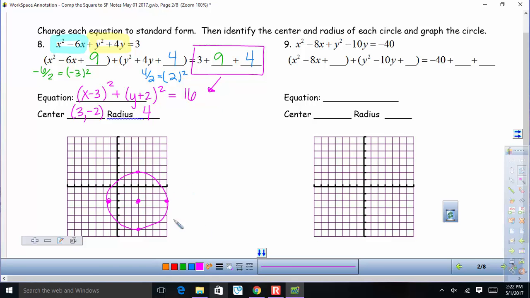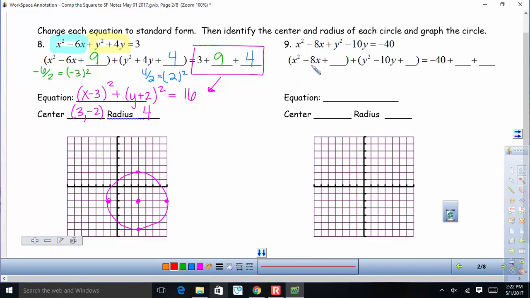Yes, Eli? The equation, like the x minus 3 and the y plus 2, I just take, and we did 6 divided by 2 and the 4 divided by 2, since it's the same numbers, are going to be the same every single time? Every single time. So you don't really have to factor this, you just look at the number you got when you divide it by 2.